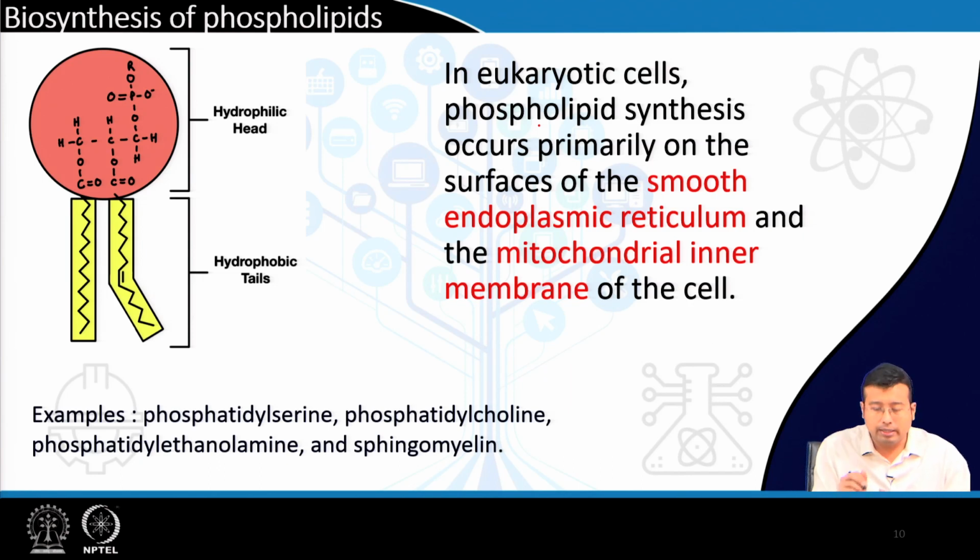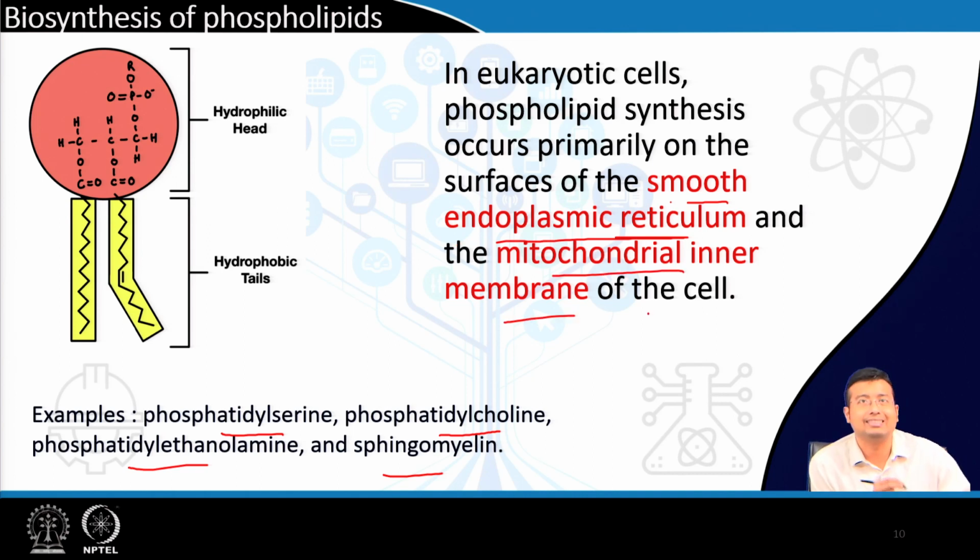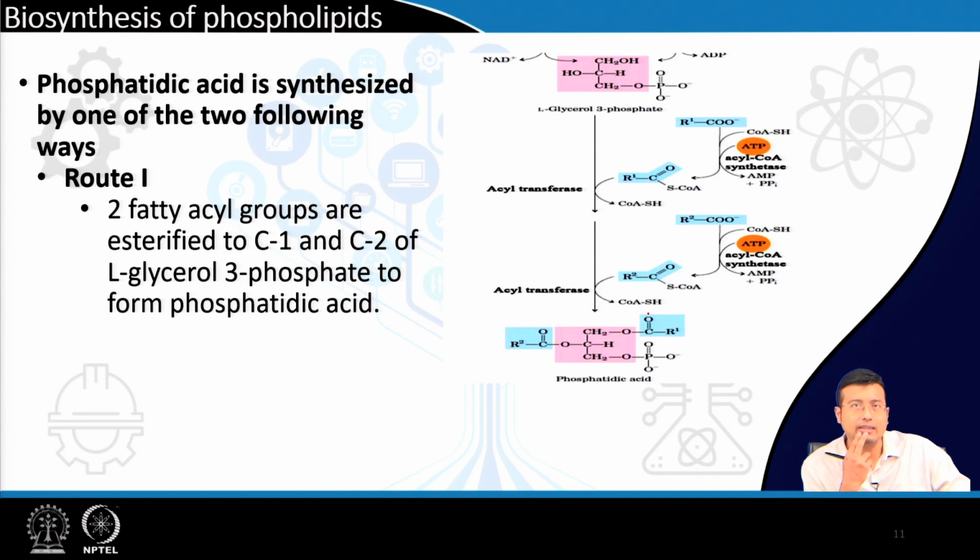But one thing to remember is the phospholipid synthesis, and a few examples of phospholipids are phosphatidylserine, phosphatidylcholine, ethanolamine and sphingomyelin. Now, where is the phospholipid biosynthesis happening? It is happening mainly in the smooth endoplasmic reticulum, that is SER, and the mitochondrial inner membrane, okay, inside the cell in eukaryotes. Mainly these are the two areas where phospholipid synthesis is happening.